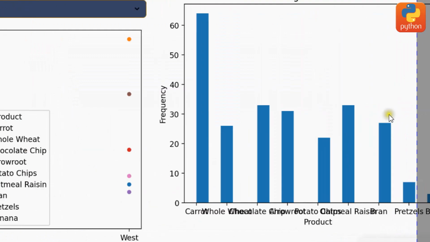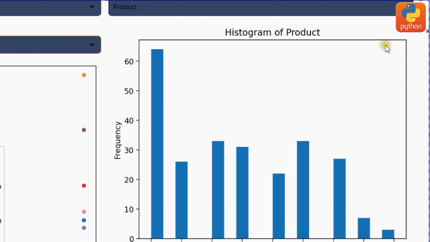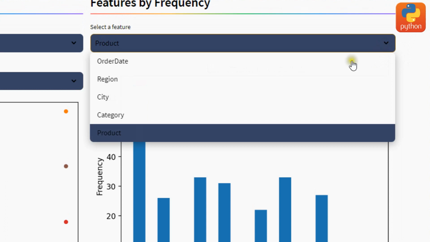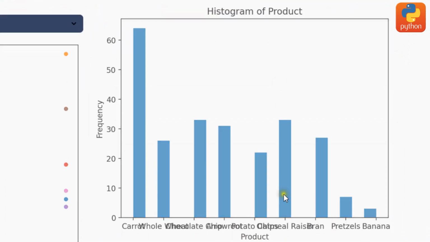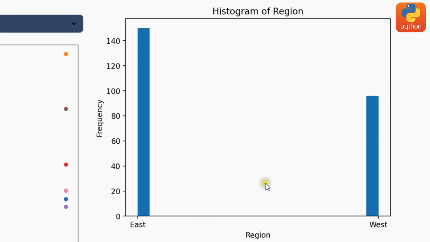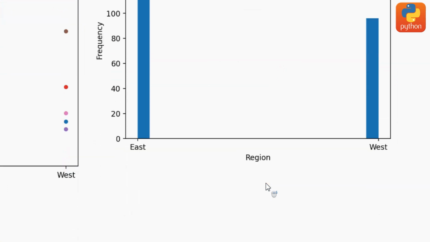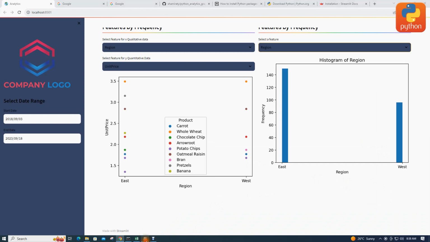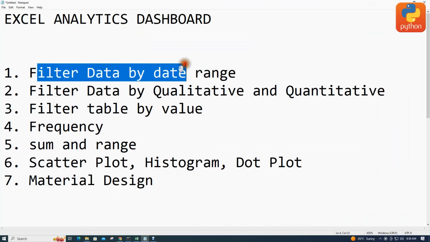Okay, so we have also a histogram graph. Hapa just kufilter qualitative data, ina generate data. Okay, so lecture objectives tuta check how to filter data by date range.